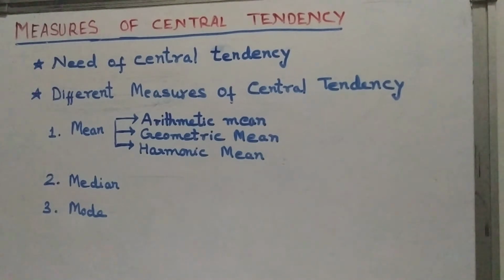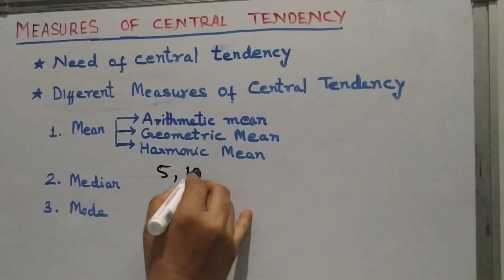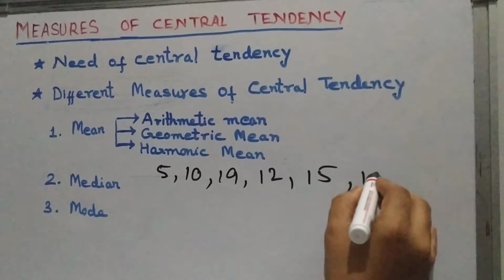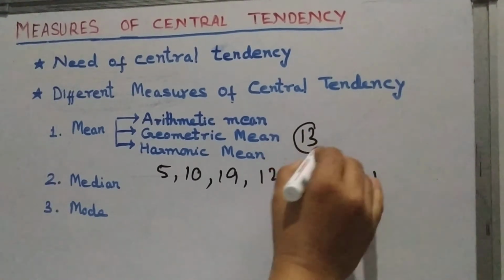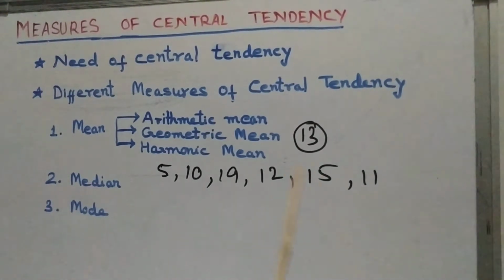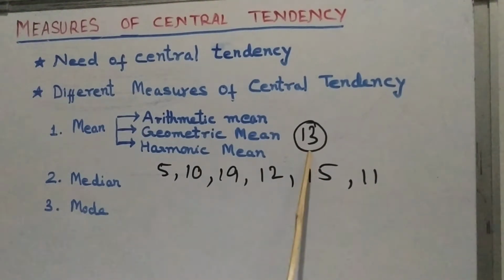Central tendency of the data is defined as the tendency of the data to concentrate around some central value. This central value is also called average, and by using this average we can easily compare different sets of data. I am showing here, suppose we have a set of data 5, 10, 19, 12, 15, 11. Suppose our central tendency is 13 or average is 13, that means the other values are around this value. Some are bigger than this value and some are smaller than this particular value. So this is our central tendency.